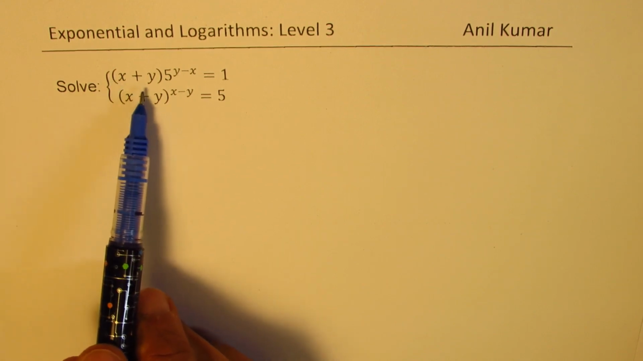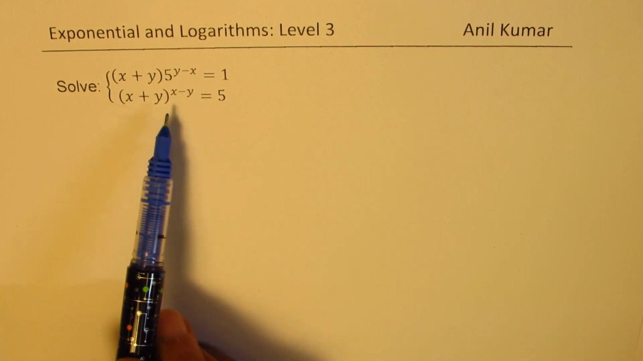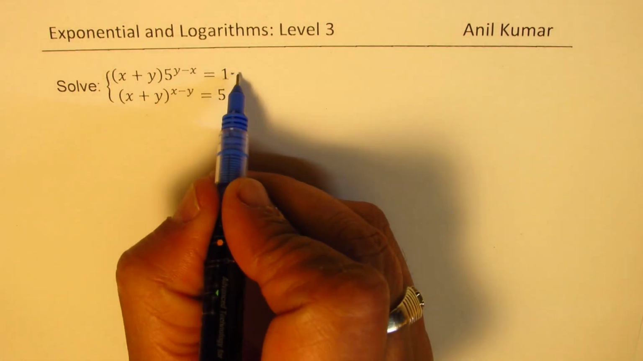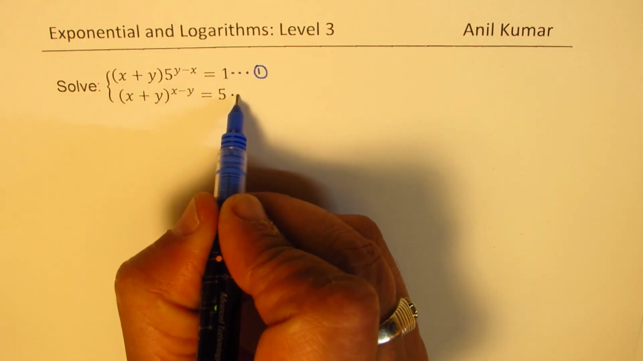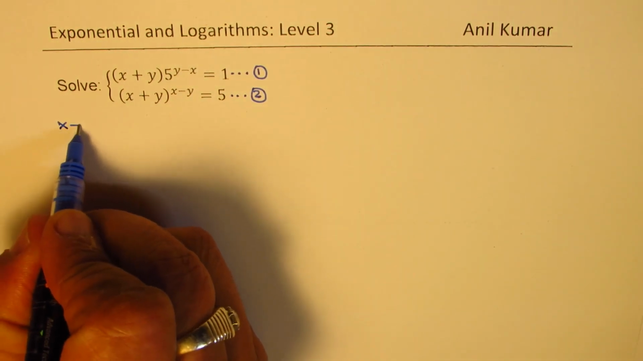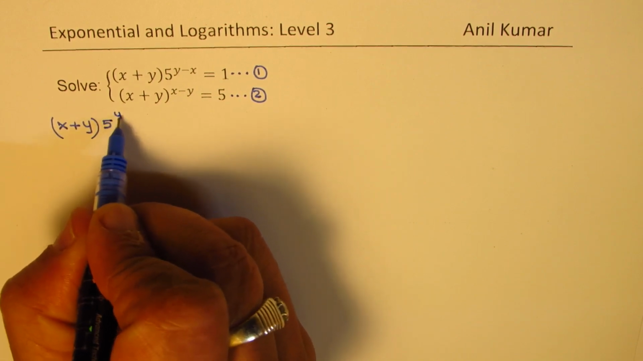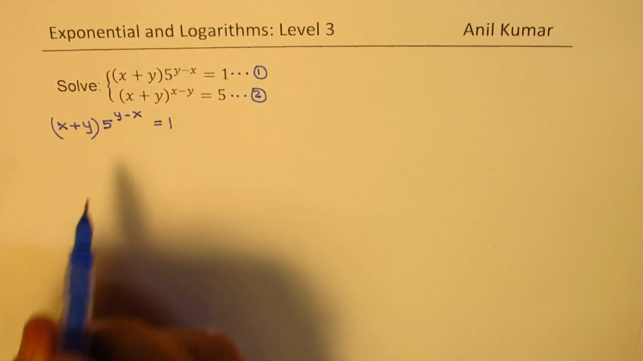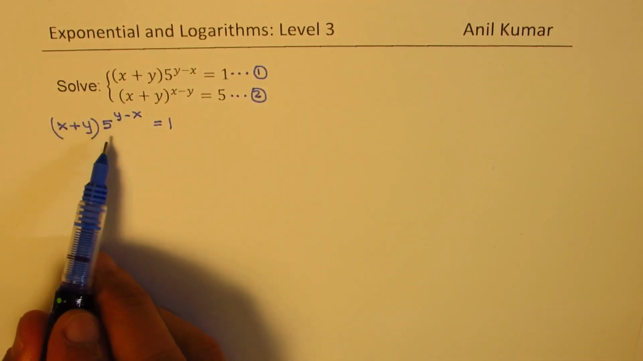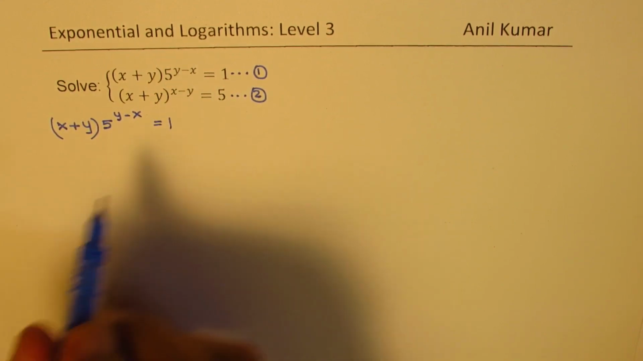Solve (x plus y) times 5 to the power of y minus x equals 1 and (x plus y) to the power of x minus y equals 5. So let's begin with, let's call them our equation number 1 and 2. We'll begin with equation 1, which is (x plus y) times 5 to the power of y minus x equals 1. Taking log on this side, we'll take log to the base 5, since we see that the number 5 is being used in both the equations, right?